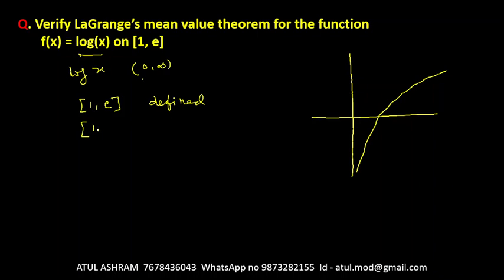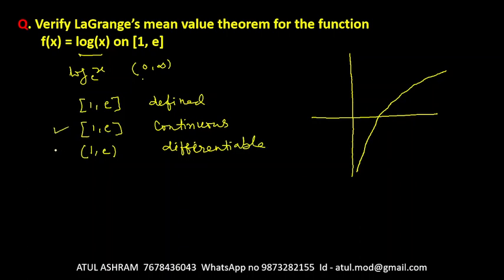Also this function log x is undoubtedly continuous in closed interval [1, e]. The graph is everywhere smooth, everywhere we can draw the tangent. Therefore, this function log x to the base e is differentiable in open interval (1, e). At every point in open interval (1, e), a tangent can be drawn on the graph. Okay, so the two conditions are satisfied in this interval 1 to e. Now what is f'(x)? f'(x) is 1 by x.